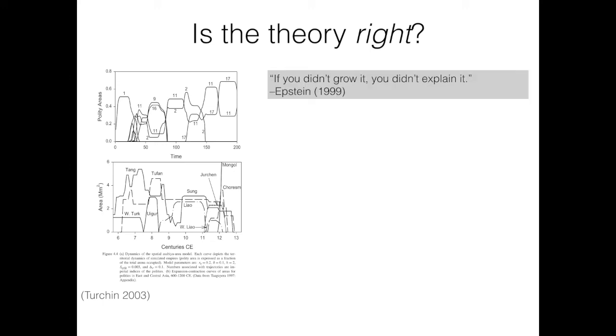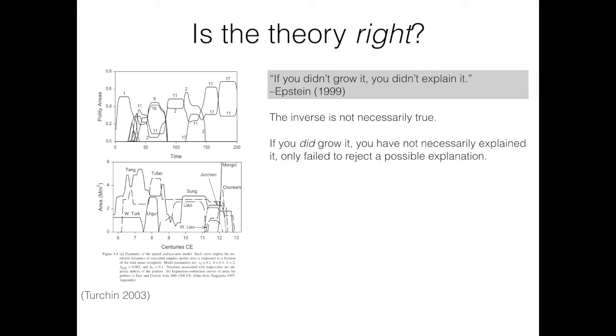That said, proof of possibility is not necessarily proof of necessity. So the computational social scientist and well-known agent-based modeler Josh Epstein has said in promoting the use of models like this one, quote, "If you didn't grow it, you didn't explain it." I agree that this is a strong argument in favor of modeling. However, the inverse doesn't necessarily follow, right? If you did grow it, you have not necessarily explained it. You've only failed to reject a possible explanation.